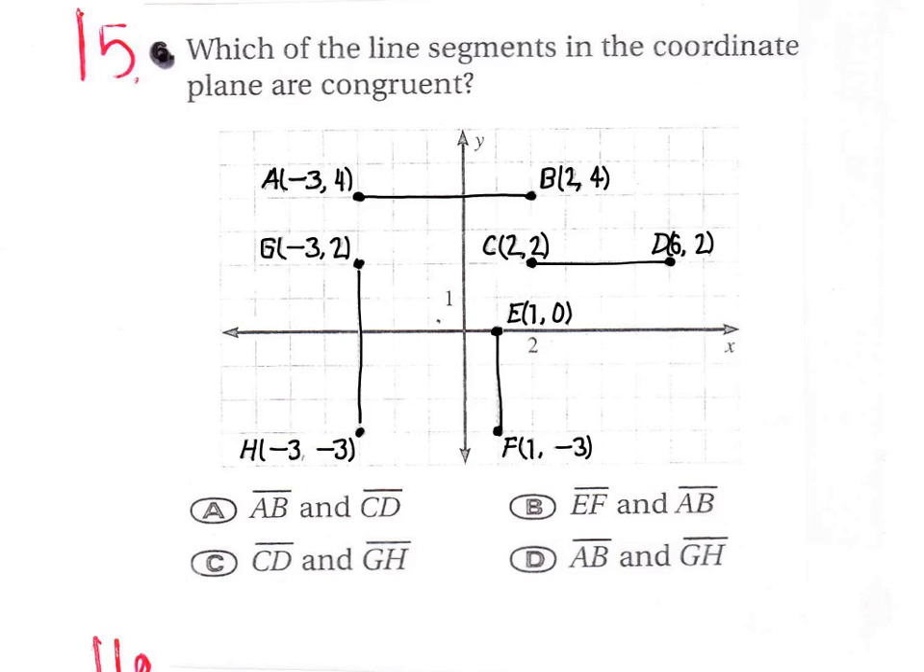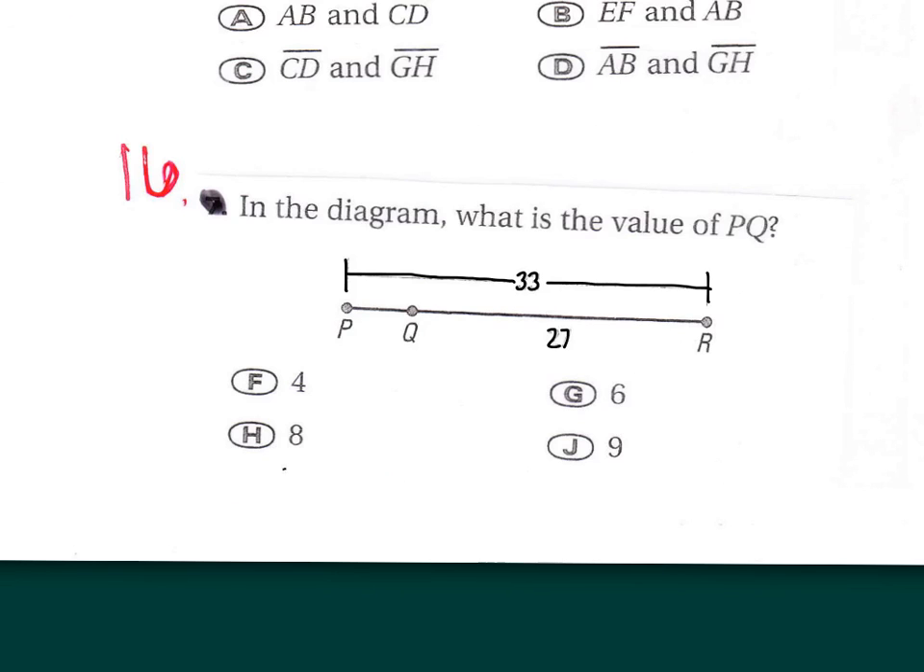Congruent means equal. And number 16, we want to know what is the value of PQ. So from P to Q, right there. How long is that? So use your calculator, do a little simple math. Is it F 4, G 6, H 8, or J 9?